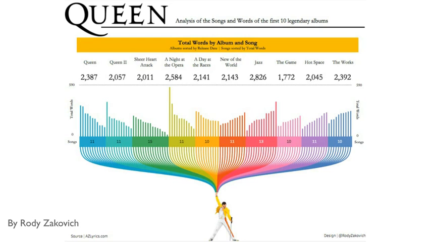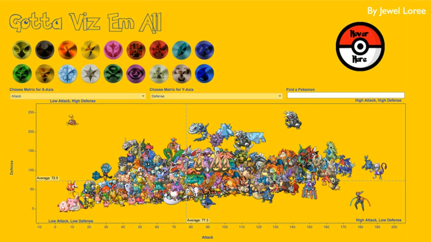A couple more here. This one's another one by Roddy showing all the amount of words used in Queen albums and songs. Again, a central piece there being the Freddie Mercury image at the bottom, and how the lyrics almost just spray out from his hand right there in a really artistic fan. Just beautiful design, colorful. I love this one by Jewel Loré. She works here at Tableau. I've been fortunate enough to get to know Jewel and work with her together on Tableau Public.